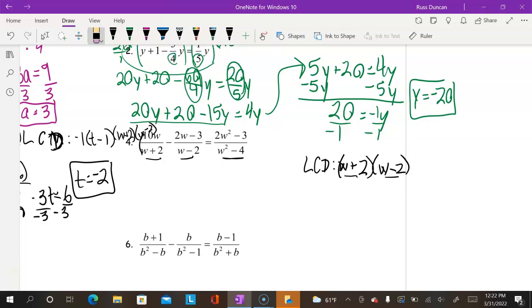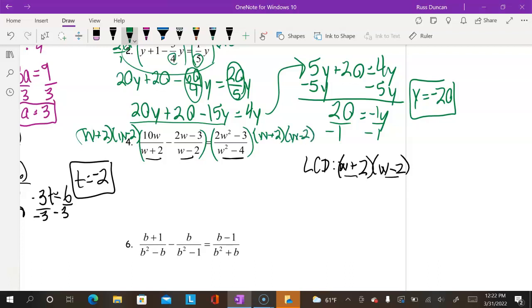The whole thing. Let me do this. I'm going to clean this out here. We don't have to keep that. Let me use a different color too. So w plus 2, w minus 2. Okay? Both sides times this. When I multiply this, here's what happens. I'm going to try to cut a step out for you. Check it out. When you multiply 10w times w plus 2, w minus 2, look what's going to happen to the w plus 2s. They should go away. And what you should be left with is 10w times w minus 2, because w minus 2 won't go away.